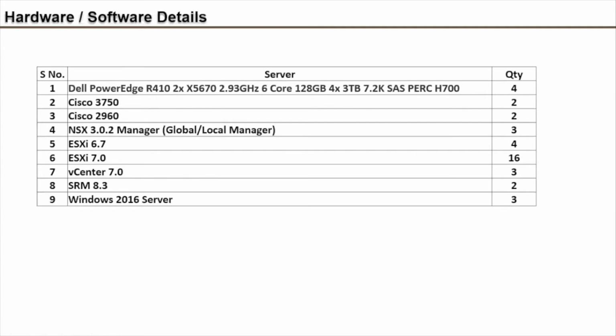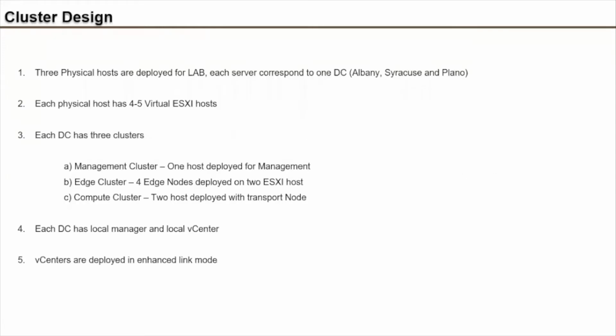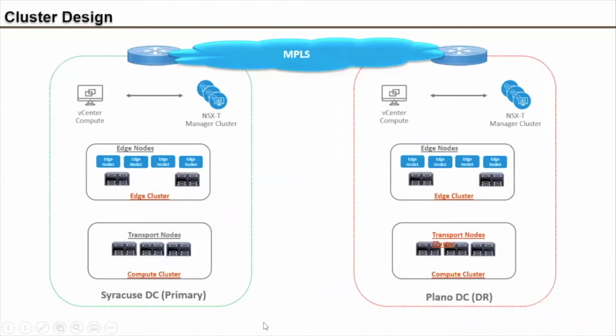Okay, going to the next slide here. This is about my design, cluster design. So I'll go to the next slide here. This is my cluster design diagram. We have 2 data centers, Syracuse and Plano. Syracuse is the primary data center and Plano is the secondary.